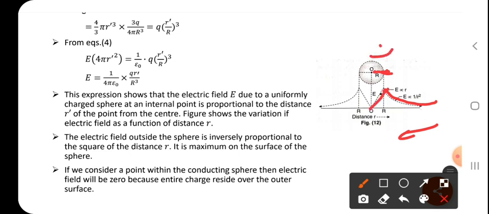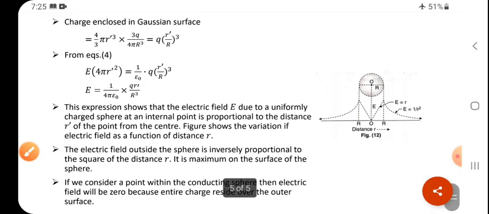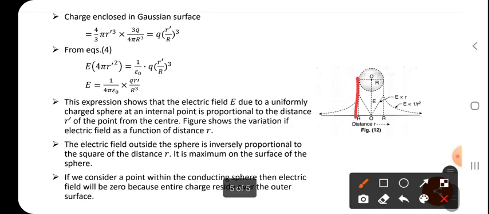Why? Because charge is present only on the surface, not inside. So while you are going inside, at the center E value is 0, and again if you are coming this side, intensity increases, electric field increases, and when you move away from this point, electric field again decreases. So it is a variation, friends. So these are the final things.